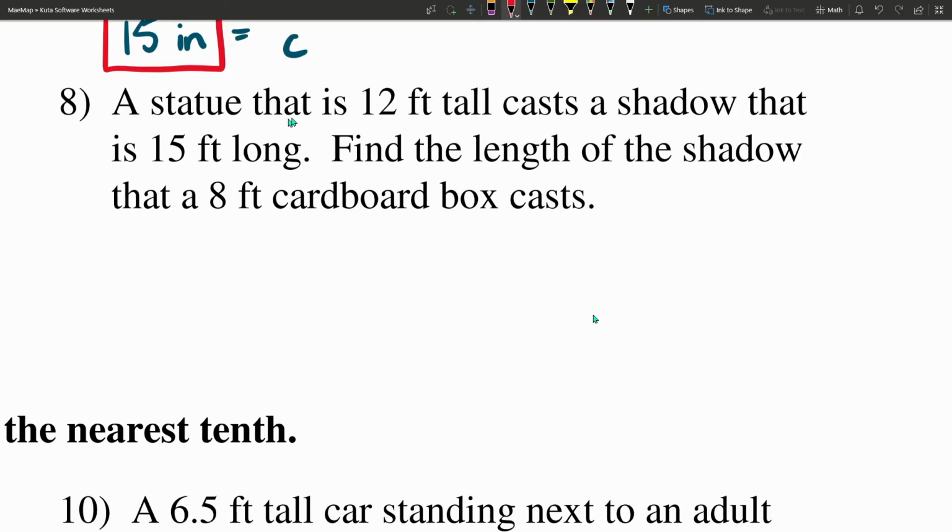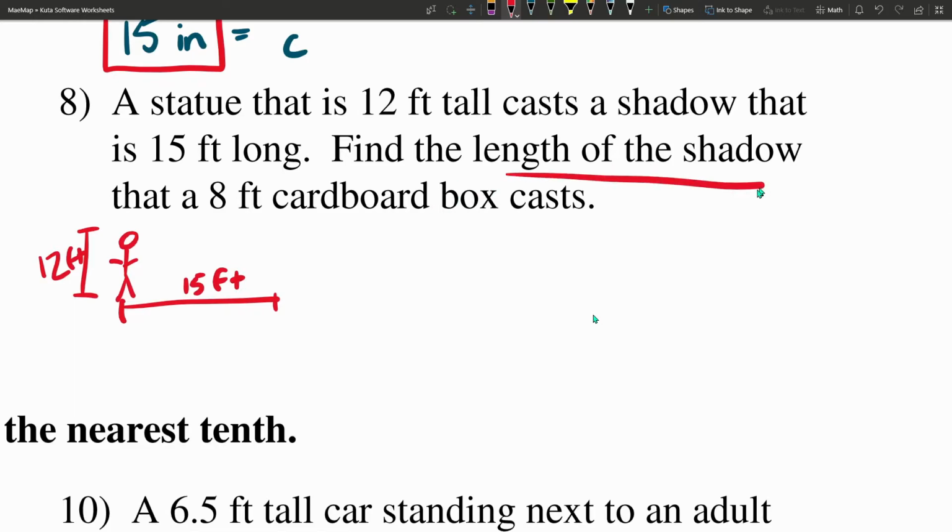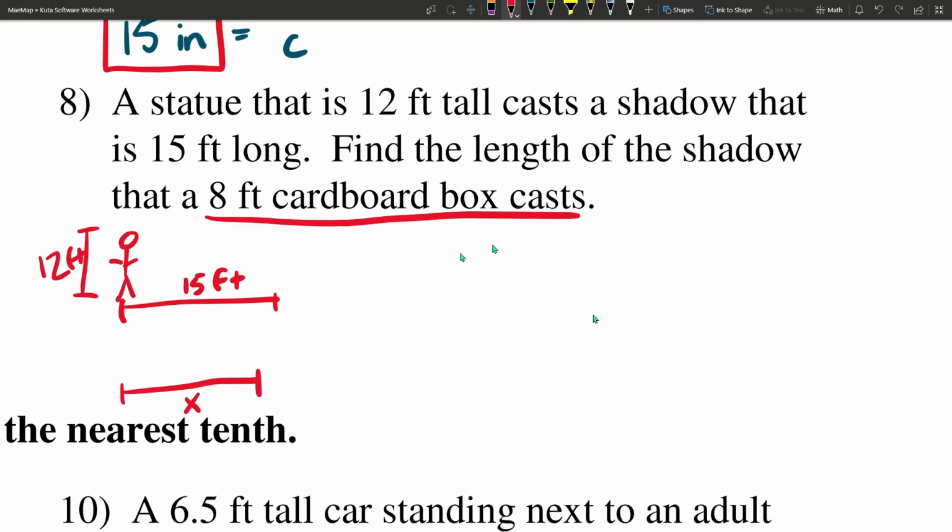But moving on to number 8, we have a statue that's 12 feet tall. So I'll go ahead and draw a statue, and I'll make my statue a person. This statue is 12 feet tall, and it casts a shadow that is 15 feet long. And now we're going to find the length of a shadow. So some length is what we're searching for. Let's write this as variable x. That an 8-foot cardboard box casts. So I'm going to draw my 8-foot cardboard box.